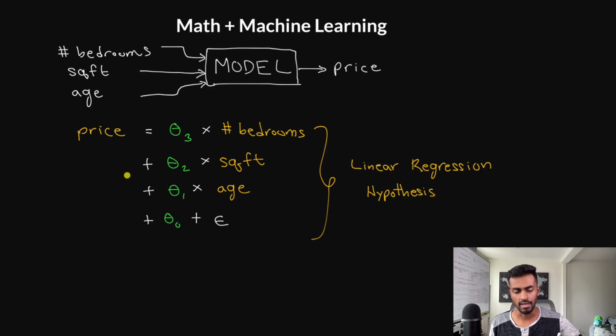Now, the goal of this entire model construction is to find the values of theta 0, theta 1, theta 2, and theta 3. And we need to find these values given the bedrooms, square footage, age, and price of multiple houses that constitute our training data. And so, let's actually talk about how we construct our training data mathematically.